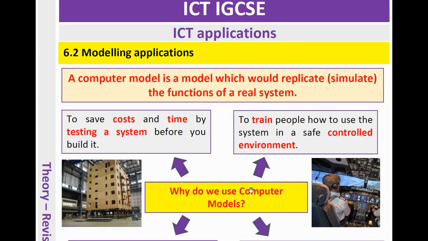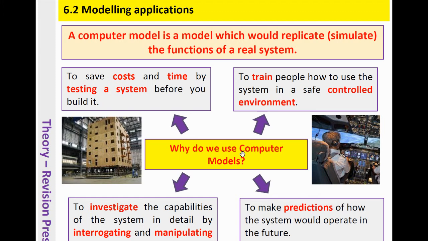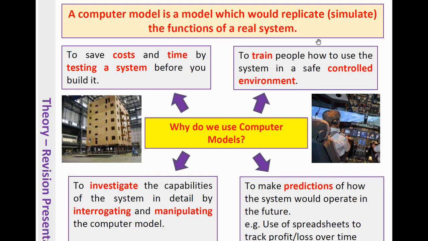Well, now let's look at modeling applications. So a computer model is a model which would replicate or simulate the functions of a real life system. Now, the most obvious one that comes to people's mind is the flight simulator. So this example here. And why do we use computer models? Okay, so what we want to do is train our pilots in a safe environment. If a mistake is made, it's not going to cost a life. It's not going to cause damage to the equipment, to the plane.